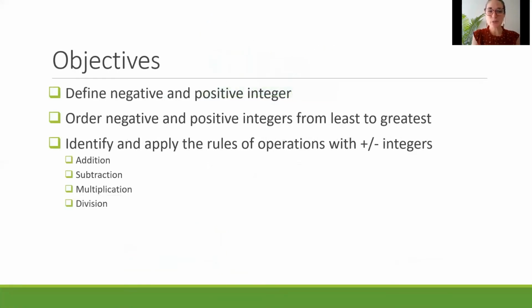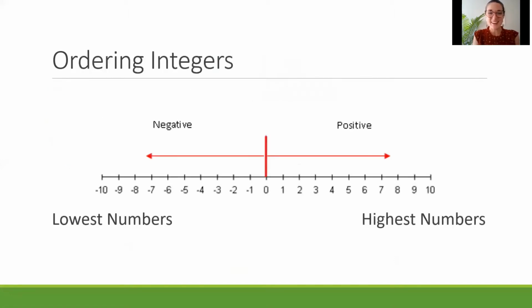For today, our objectives will be to define negative and positive integers, to order negative and positive integers from least to greatest, and to be able to identify and apply the rules of operations with positive and negative integers, including addition, subtraction, multiplication, and division. So first, we're going to start with ordering integers.